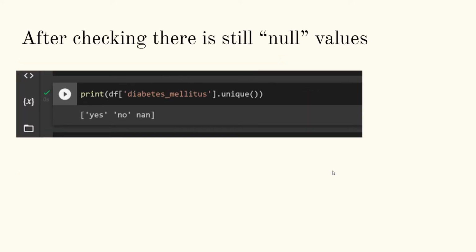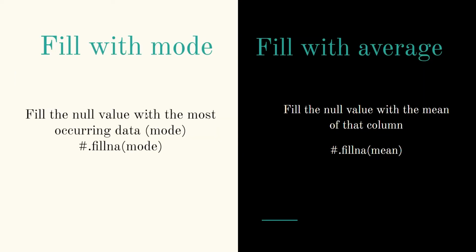Okay, after checking there are still null values. This is an example: in the diabetes mellitus column we still have a null value that we must fix. So this is the method that we decided to use to fix the null values. Number one is to fill with the mode, the most occurring data. And number two is we fill with the average, the mean of the column.